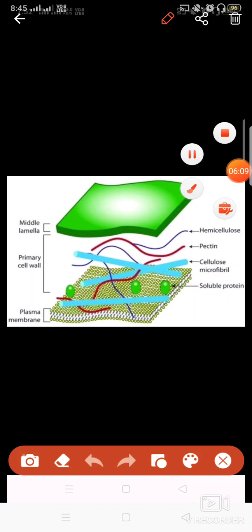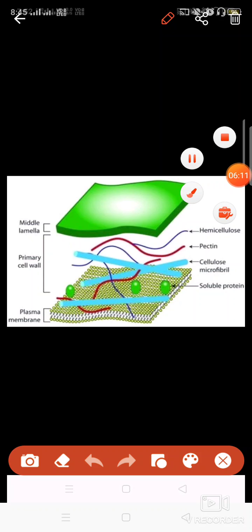Now you see your cell wall is made up of different kinds of fibers. This is the primary wall, and this is the middle lamella that I told you. Basically, by the secretion of these substances, one secondary wall is also present here. The secondary wall is also made up of the same substances, so please don't ask me why some secondary wall is not here.